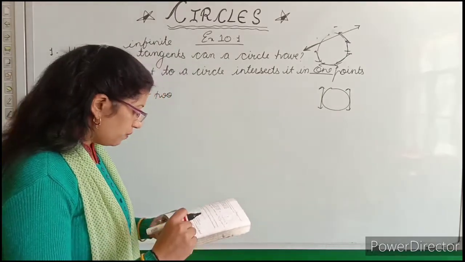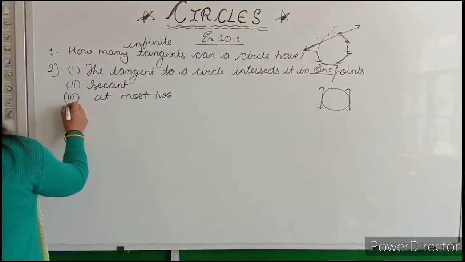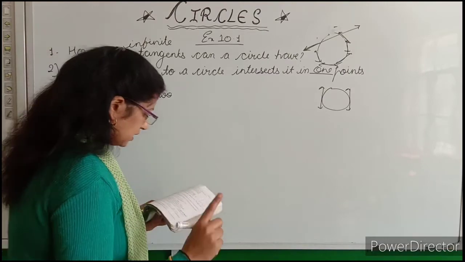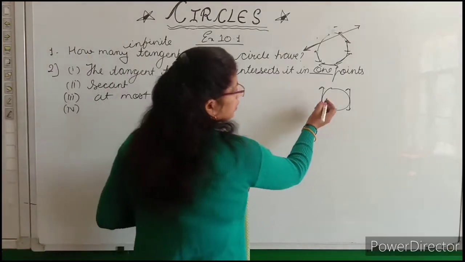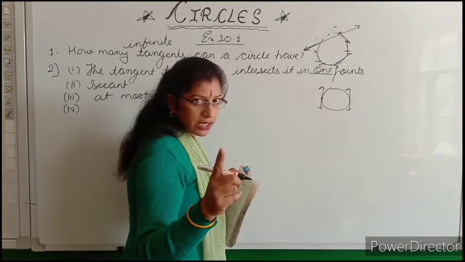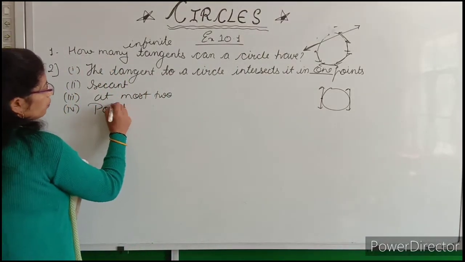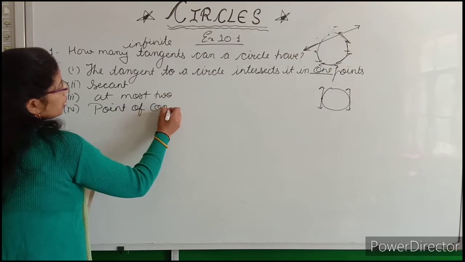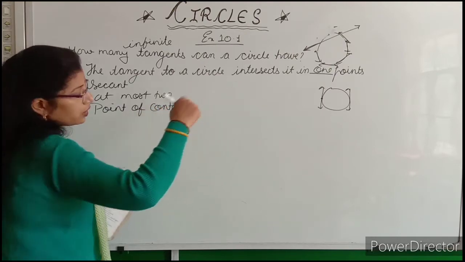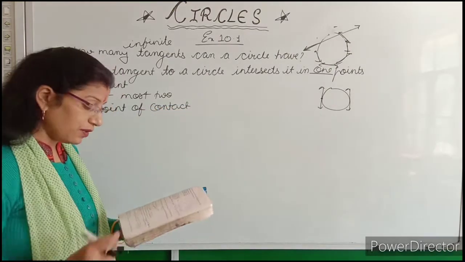Then the fourth part is: the common point of a tangent to a circle is called dash. The common point of a tangent to a circle is called the point of contact. So this is called the point of contact. Okay, this also I told you in the previous video only.